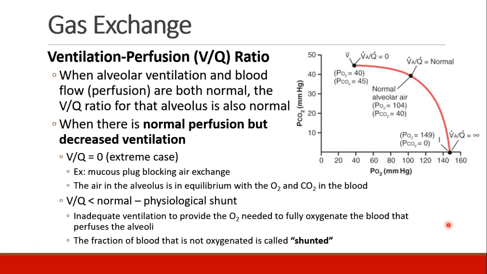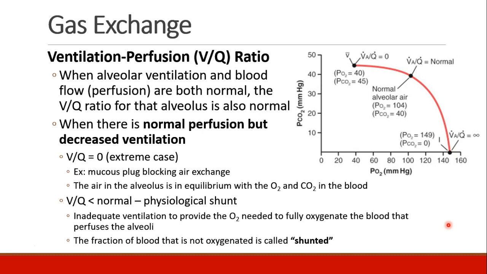So this leads us to a discussion about ventilation perfusion ratios. When alveolar ventilation and blood flow, or perfusion, are both normal, then we say that the VQ ratio, the ventilation perfusion ratio for that alveolus, is also normal. In other words, the amount of ventilation or air exchange that an alveolus is getting is perfectly matched with the amount of blood flow being delivered to that alveolus.